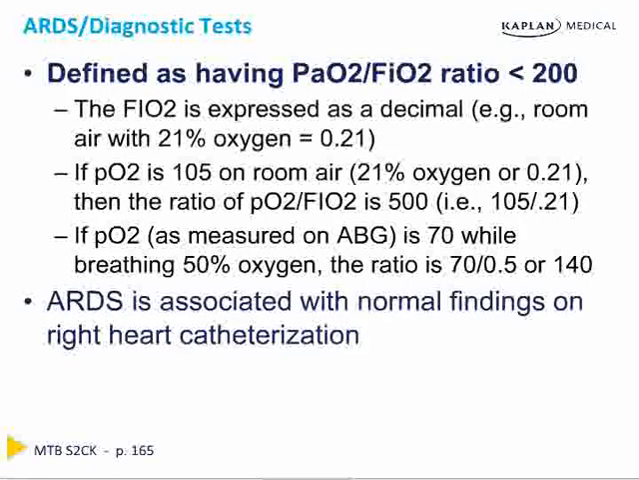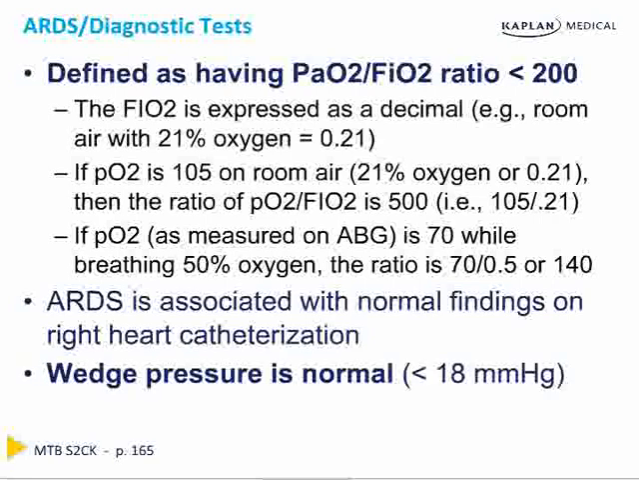ARDS, importantly, is associated with normal findings on right heart catheterization. In addition to having the PaO2 divided by FiO2 ratio less than 200, in order to have ARDS, you must also have a normal capillary wedge pressure. It must be less than 18 in order to call it non-cardiogenic.